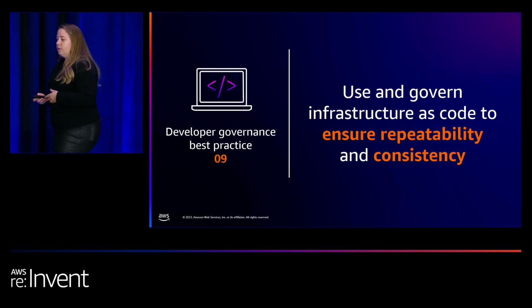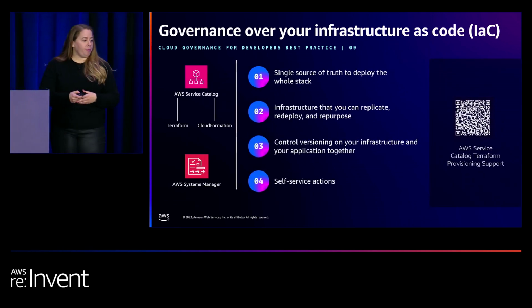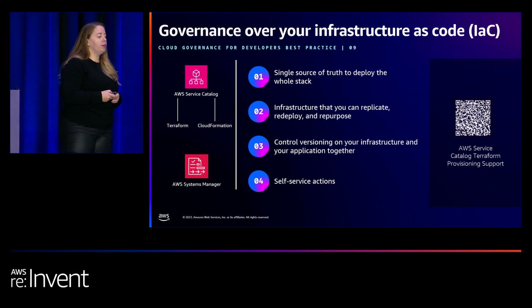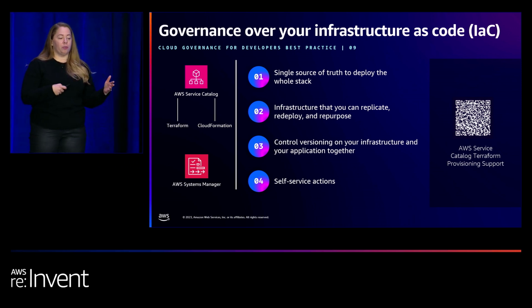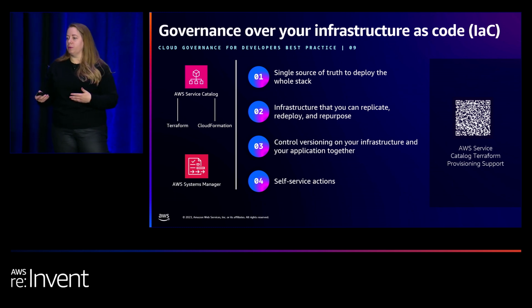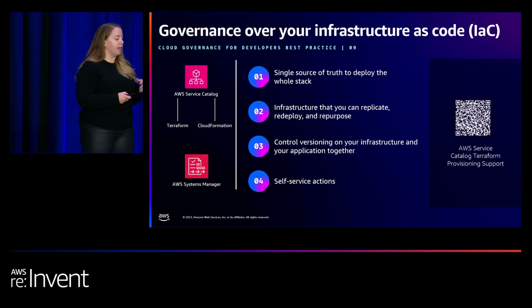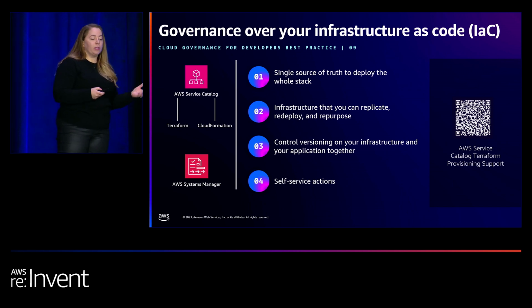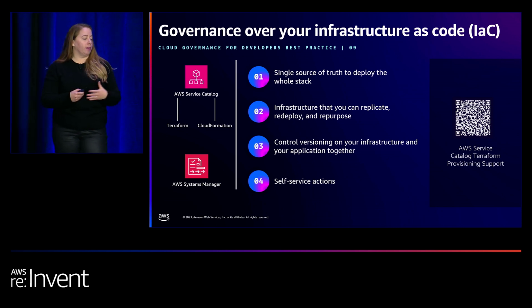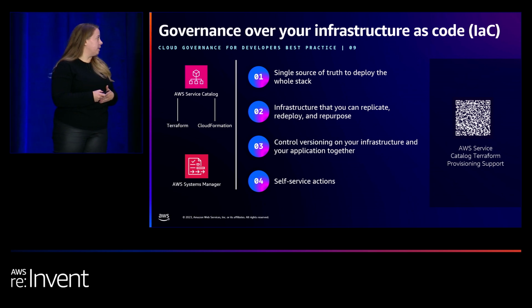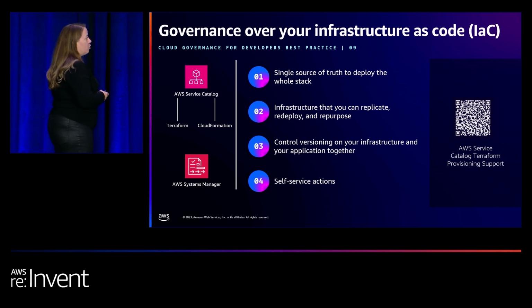So strong recommendation there. This also allows you to really have a single source of truth for your whole stack. Right, you can use infrastructure that you can replicate, redeploy, reuse, right? So you're not starting from scratch every time. Service Catalog is a great way to do that. And then versioning your infrastructure and tying that together with your applications also allows you to have self-service actions. And Systems Manager is another great tool.